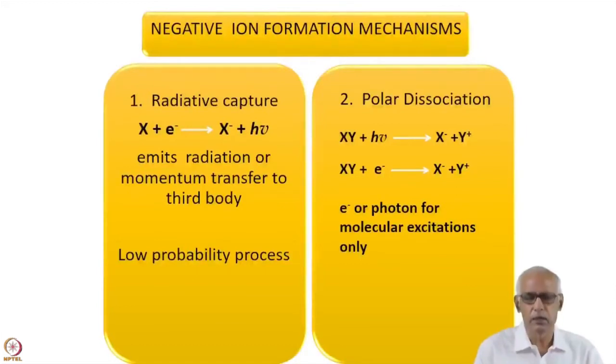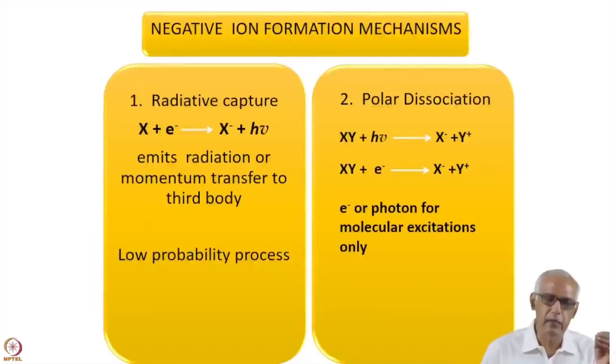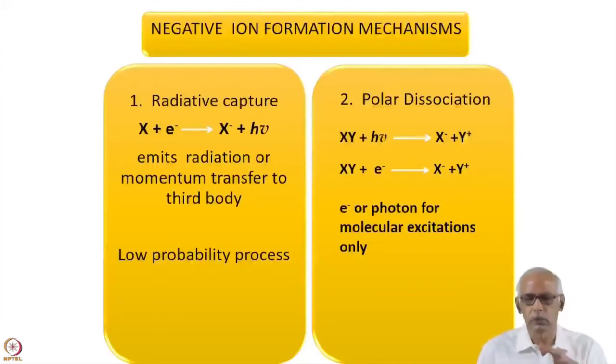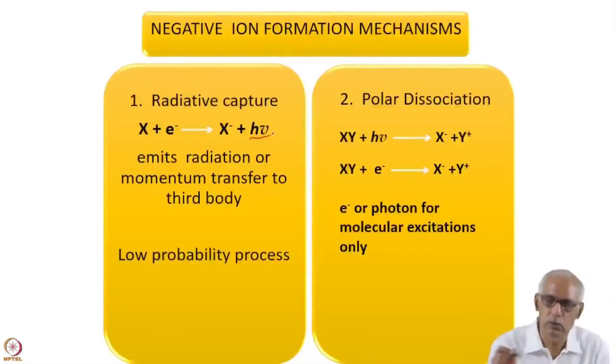There are different kinds of mechanisms which are responsible, for example, for negative ion formation, which is very important. In fact, a lot of R&D is being done on these negative ion sources today. One is radiative capture, where any neutral element X picks up an electron and makes a negative ion and emits a radiation, h nu. Or it happens by momentum transfer of a third body. So this is one type of process involved. This X negative is initially formed in an excited state, and it will be emitting radiation here.